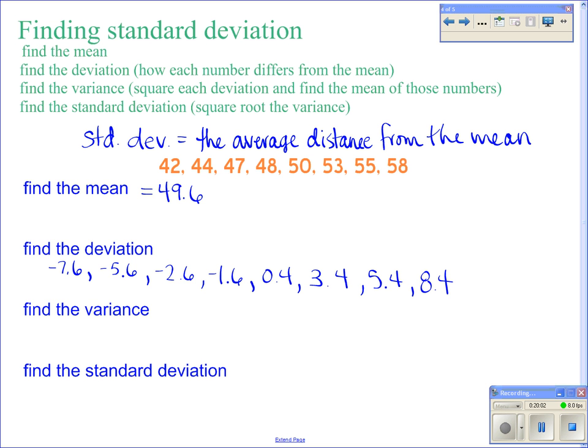The variance up here says we need to square each of these deviations and then find a new mean of those numbers. So I need all of your help in squaring these numbers. Now, if you square a negative, what happens? Turns positive. So let's ignore the negatives for now and just square each of these numbers because they're all going to end up being positive. And give me the whole number. One more time. 57.76.